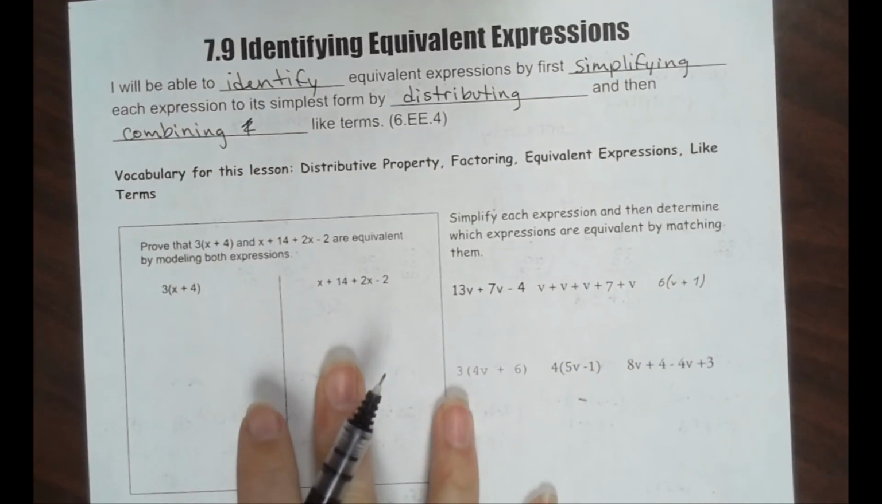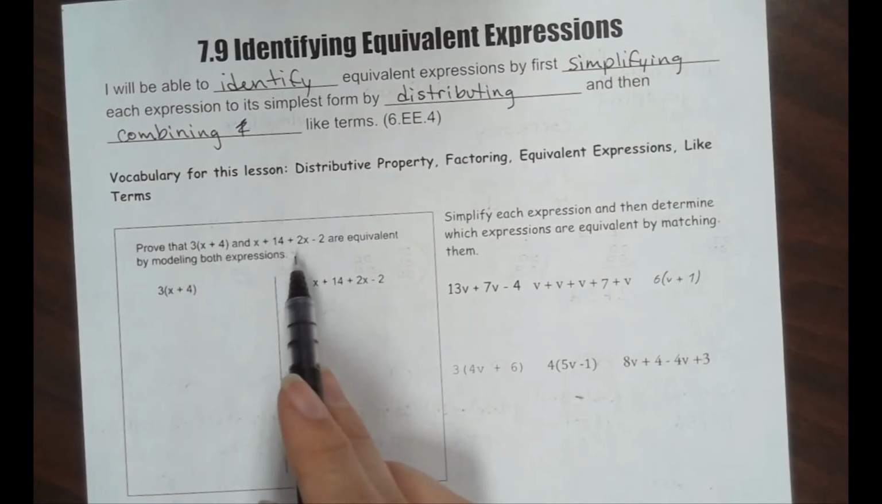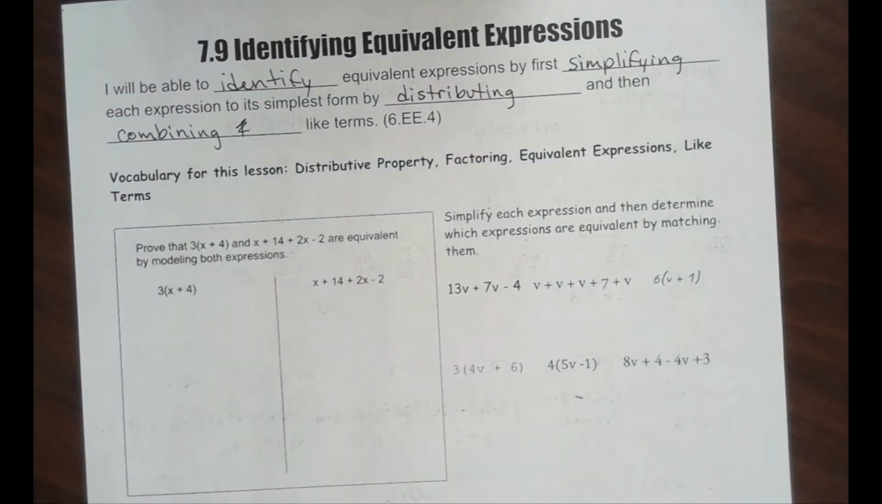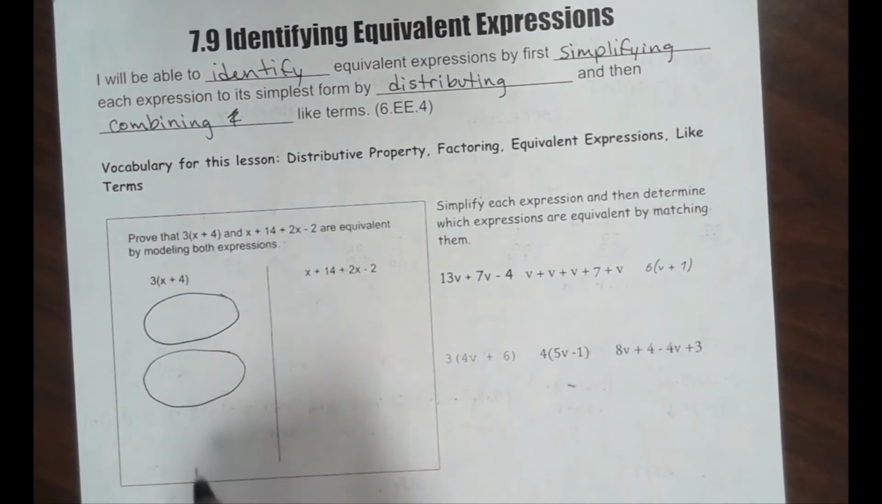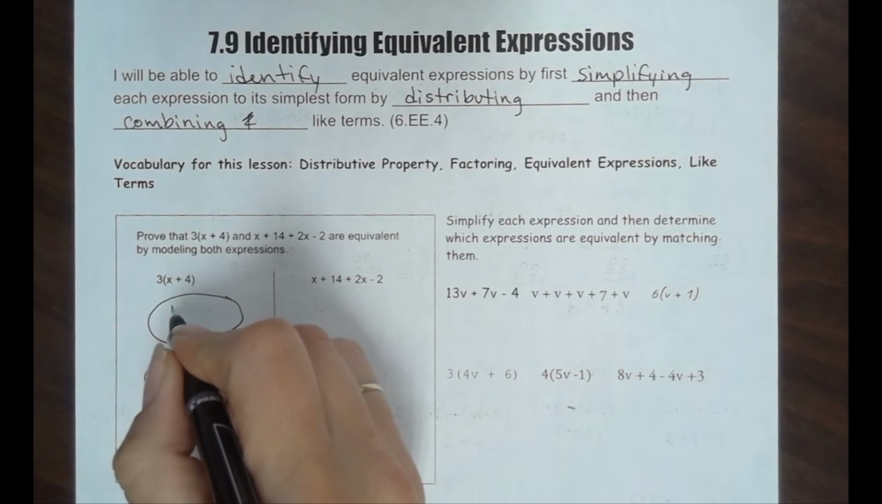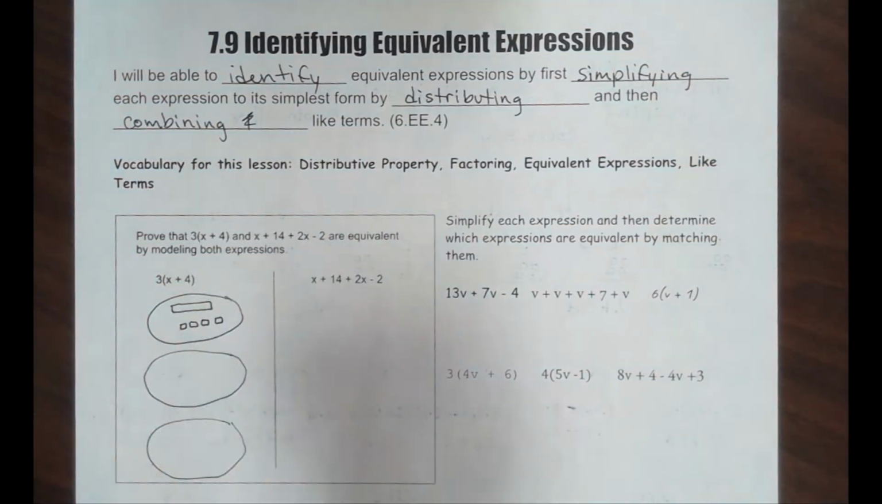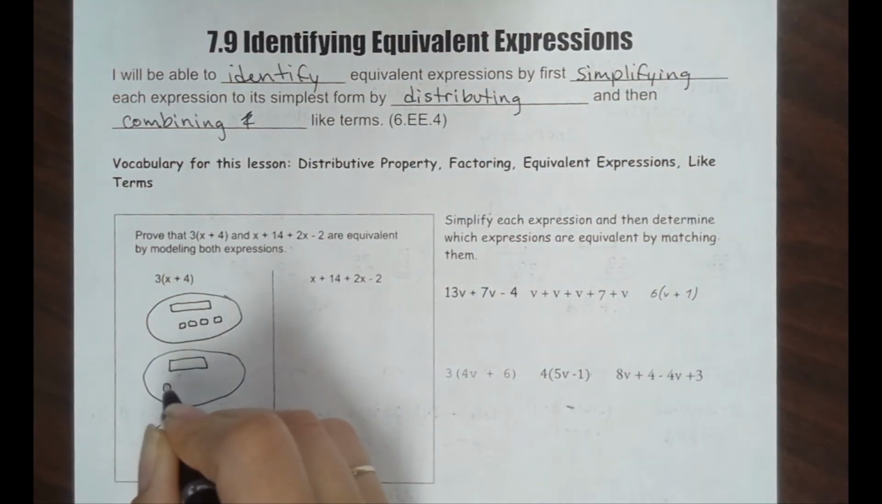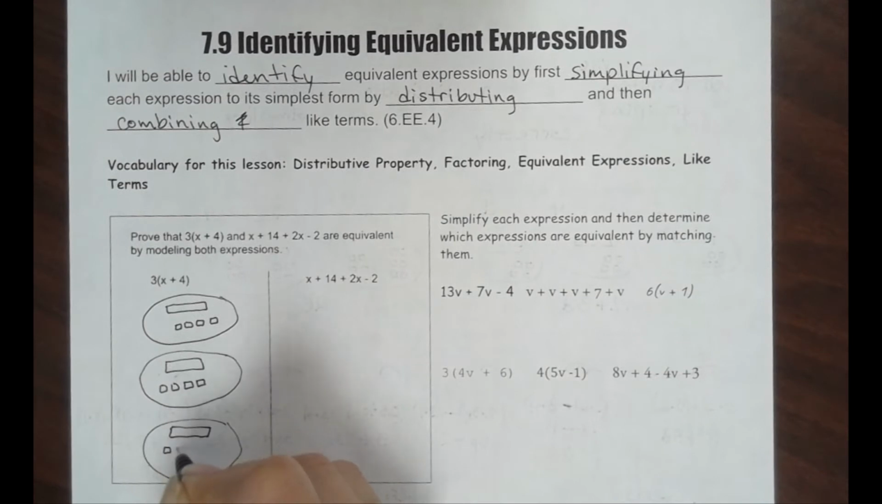Alright, so here it says prove that three groups of x plus 4 and x plus 14 plus 2x minus 2 are equivalent by modeling both expressions. This one means three groups, so I'm going to make three groups. In each group, there's an x and 4 ones. So x, 4 ones. X, 4 ones. X, and 4 ones. Okay, there's a model of three groups of x plus 4.